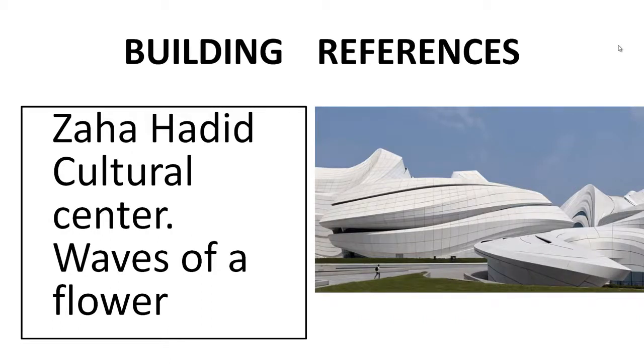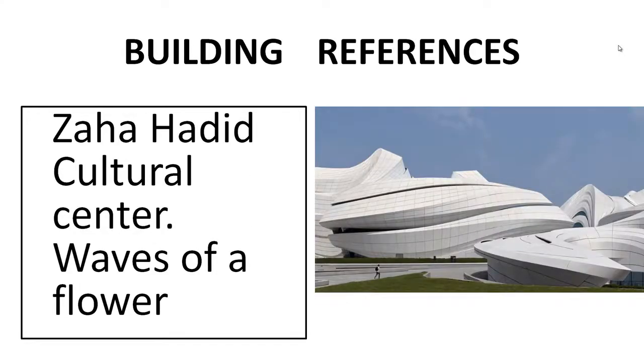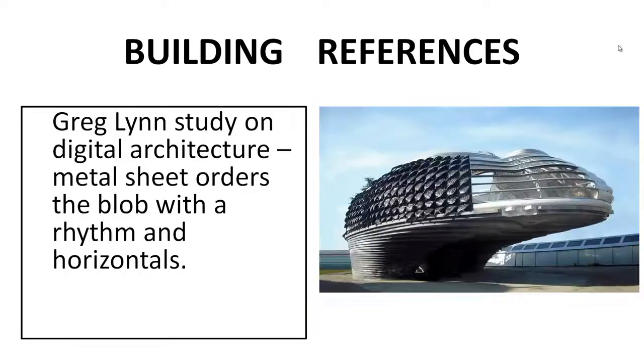Zaha Hadid, many organic buildings. Could be waves, or kind of the flow of a flower or something. It is what it is. It's definitely interesting, and you can see that it's more towards being delicate than being weird.